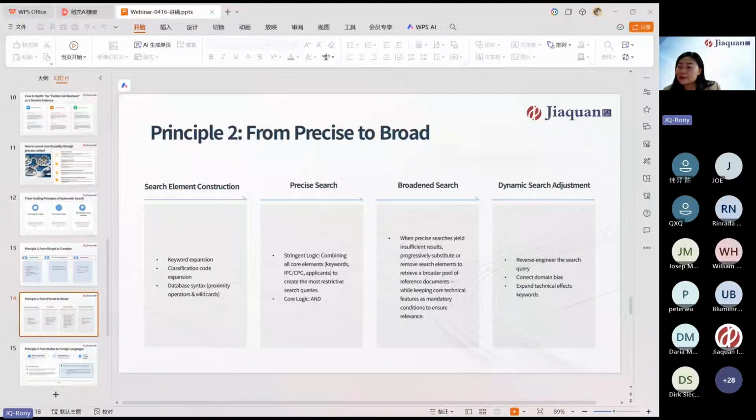for foreign databases. I think when searching for foreign patents, we should consciously increase the use of classification numbers, leveraging their globally unified technical classification system, which allows us to accurately locate the prior art we need. And this effectively solves the problem where keyword translations are not accurate enough in foreign patent databases.